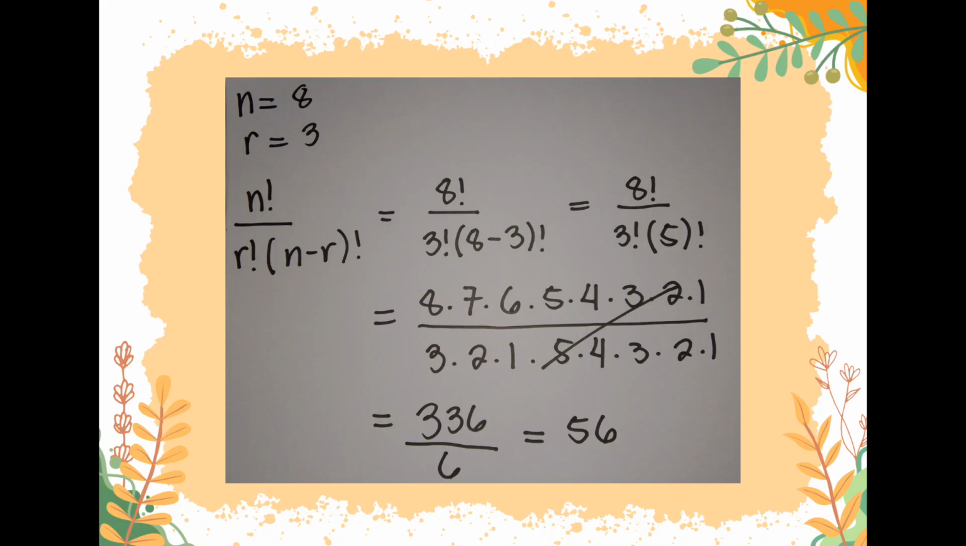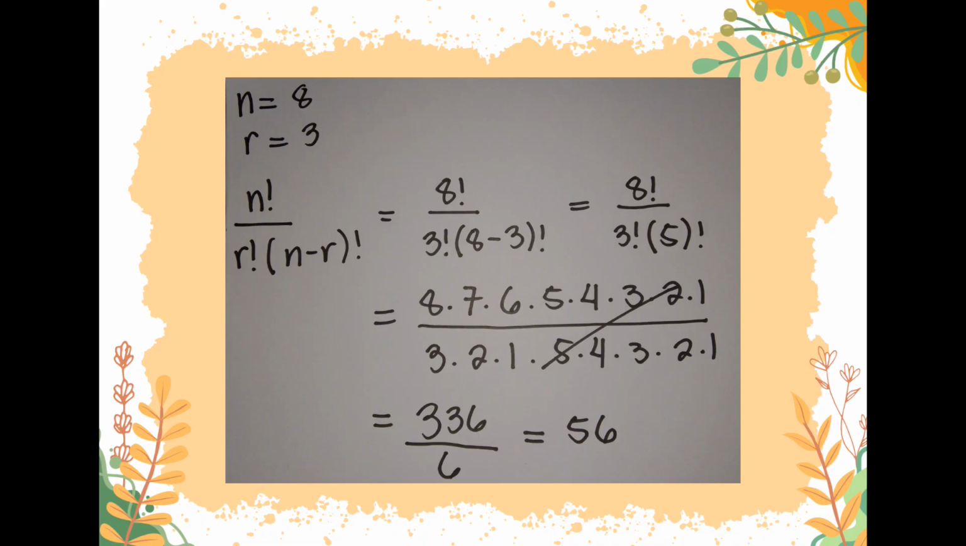The formula of combination is n factorial over r factorial times n minus r factorial, which is equal to 8 factorial over 3 factorial times 8 minus 3 factorial, which is equal to 8 factorial over 3 factorial times 5 factorial. 8 factorial is 8 times 7 times 6 times 5 times 4 times 3 times 2 times 1, over 3 factorial, which is 3 times 2 times 1. 5 factorial is 5 times 4 times 3 times 2 times 1. Eliminate the 5 times 4 times 3 times 2 times 1 over 5 times 4 times 3 times 2 times 1.